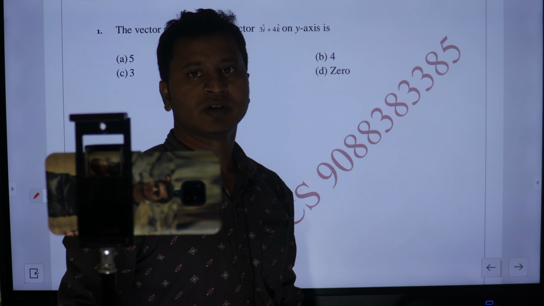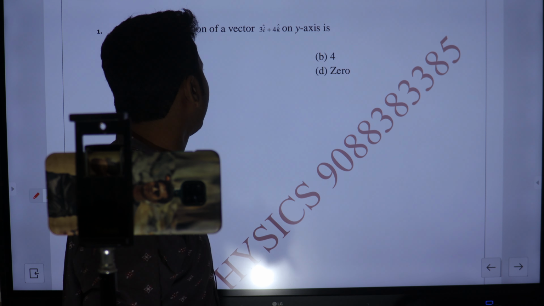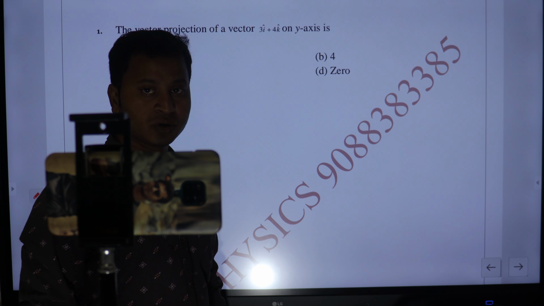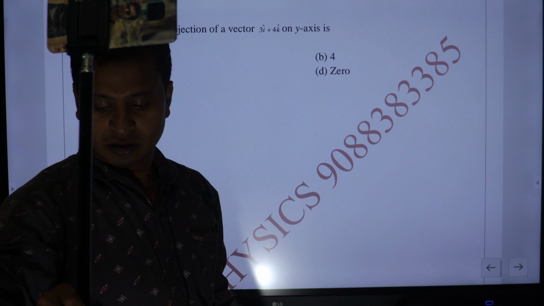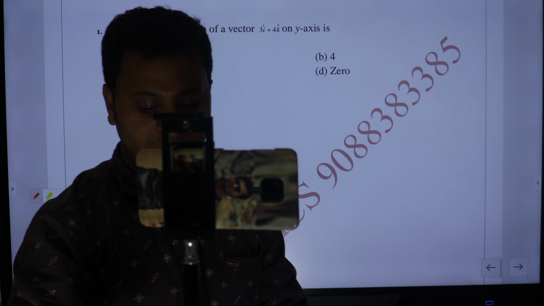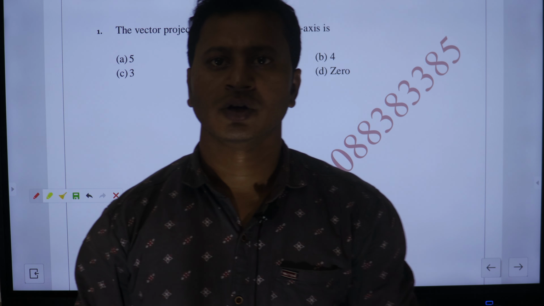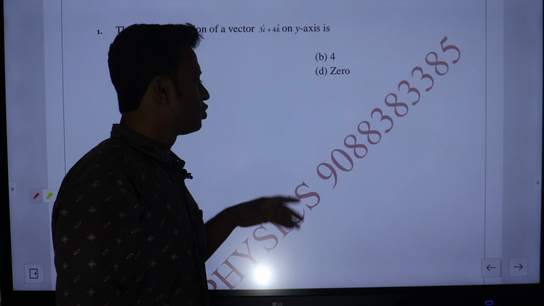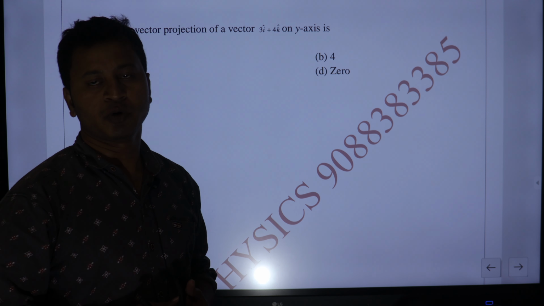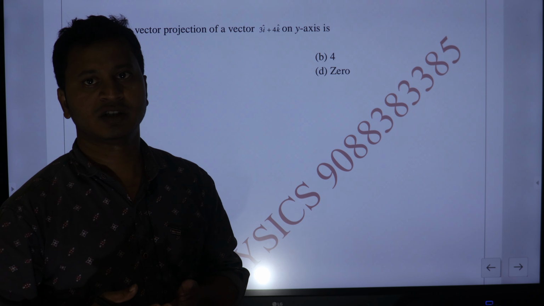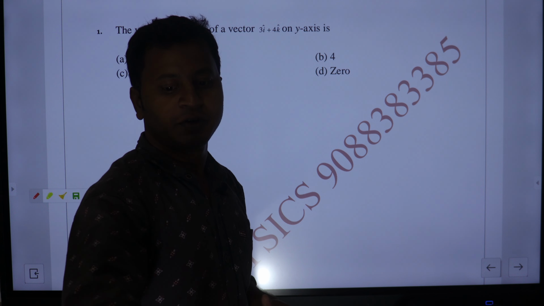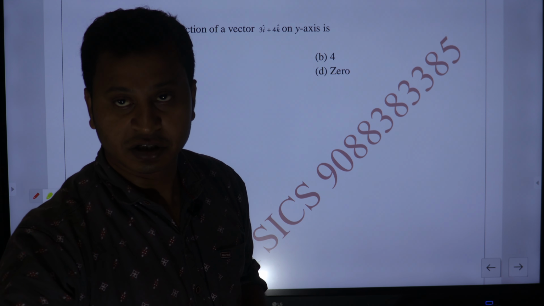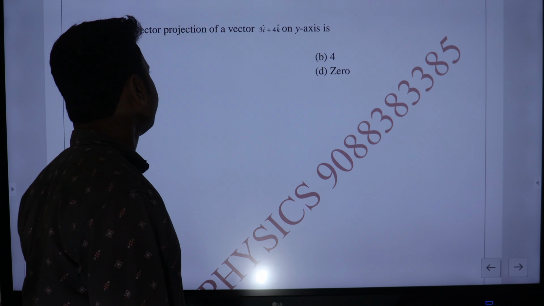Today we'll discuss some questions from vectors. This is the basic level of questions, students, please remind it. With respect to time, we will discuss the more important, tougher questions. This is the basic level question. Let us start.